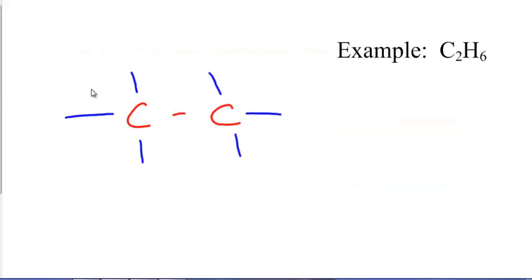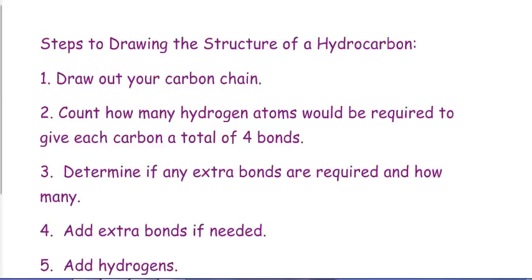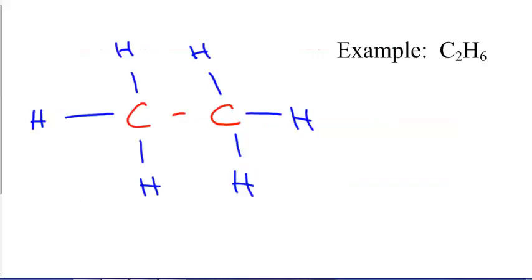Well, I said I needed 6 more bonds for carbon, and my formula says C2H6, so I should be good to go, and I'll just add a hydrogen for each place. Now, if I needed to, I would add extra bonds first, and then I would add hydrogens where I needed. But because this is perfectly matched up so that the 6 hydrogens will fill those 2 carbons, I'm finished at this point.